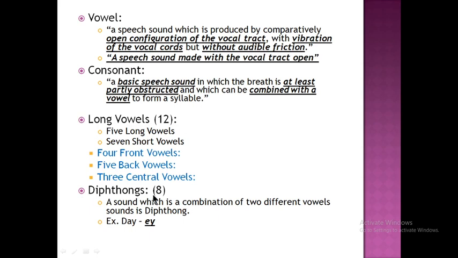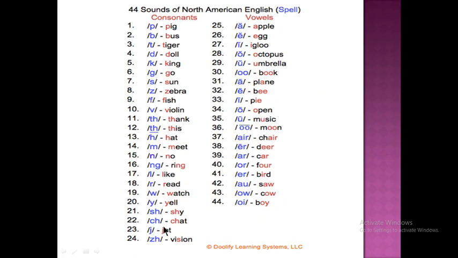Diphthongs is the combination of two different vowel sounds. In Hindi we do call this Mishrit matras. But do not relate both the things with one another. So diphthongs is a combination of two different vowel sounds, as in a or an a. This is a combination of two different vowels.